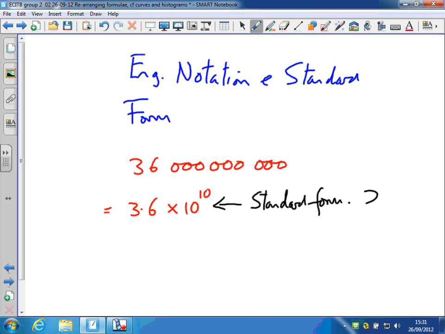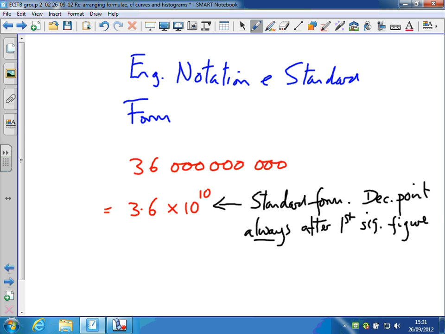The decimal point is always after the first significant figure. So you might want to make that note if you've not seen these things before. That's how I would express that very large number in standard form.